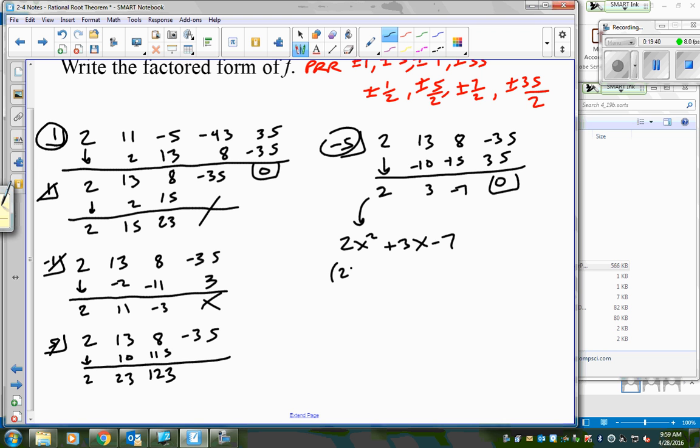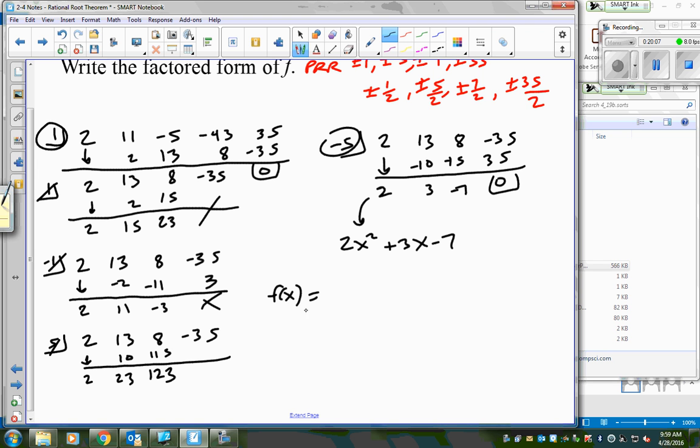Let's see, it's got to be 2x and x. It's going to be 1 and 7 or 7 and 1? 7 and 1? Let's see, that's 7x and 2x, which is actually 5x, which is not right. You can't factor. You can't. That is an irreducible quadratic factor, which means we're done.